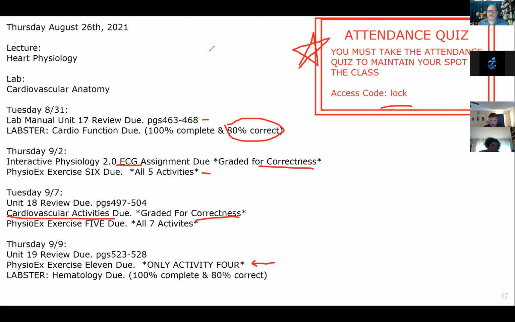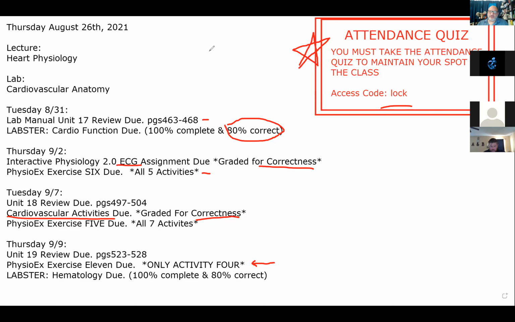I have a question. Yesterday I took the attendance quiz, so should I take it today too, or is it enough? Yes, no, this is a different attendance quiz. There was an attendance quiz to show me that you were here on Tuesday. This is an attendance quiz to show me that you're here on Thursday. So you need to take both of them.